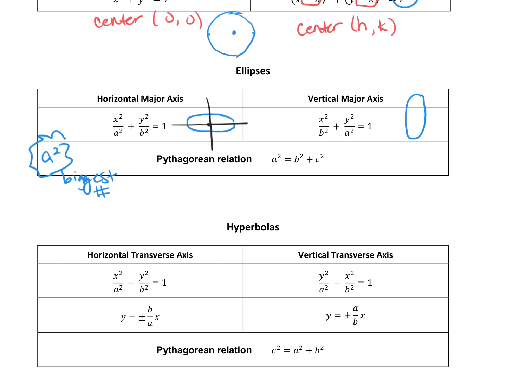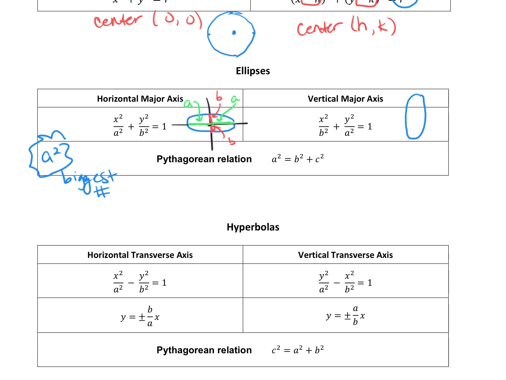On the major axis, from here to here, that is A units. From here to here, that's also A units long. Your B value will tell us on our minor axis. So from there to there is B units, and from here to here is B units.